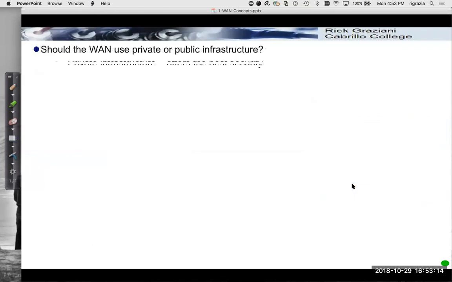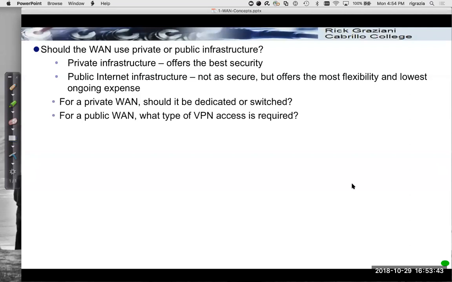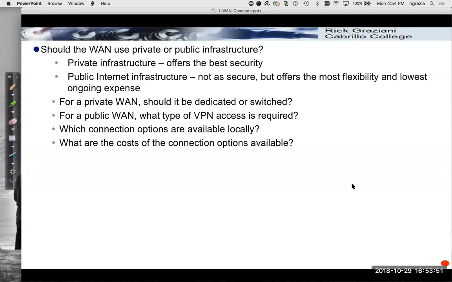Should the WAN use a private or public infrastructure? Private infrastructure, okay, that's going to offer us some security. Public internet infrastructure, not as secure, but more flexible and lower ongoing expenses. We're going to talk about VPNs and the internal infrastructures in just a moment, in later videos, I should say. For the private WAN, should it be dedicated or switched? For public WAN, what type of VPN do we need? Which connection options are available locally? What are the costs of those connections? So there's a lot to think about, a lot to look at.